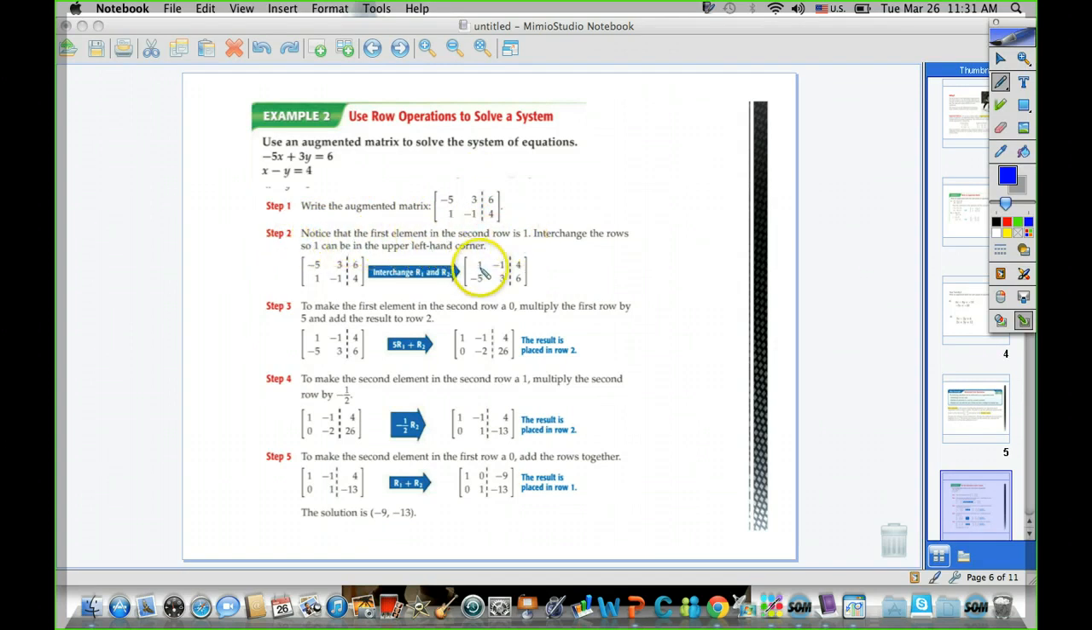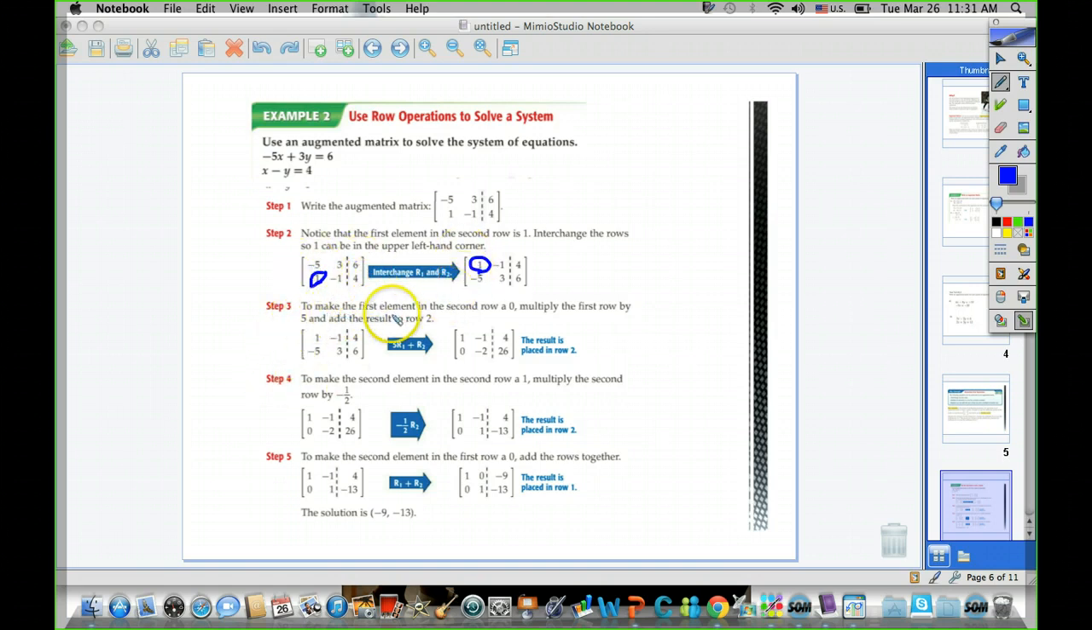Once we arrange this in an augmented matrix, step 2: notice that the first element in the second row is 1. We're talking about this one here. Interchange the rows so 1 can be in the upper left-hand corner. This one here, they want it on the upper left right here. So all it did was change rows 1 and 2. They flipped it upside down.